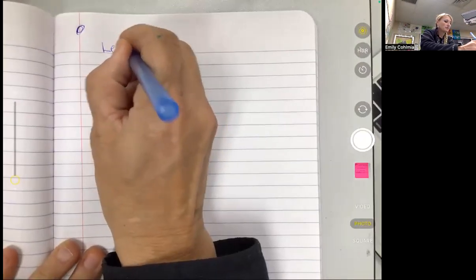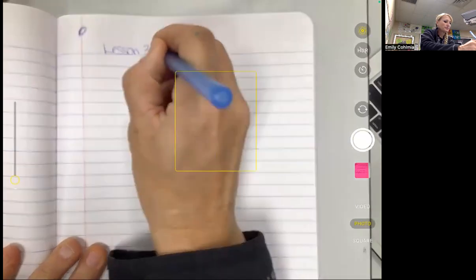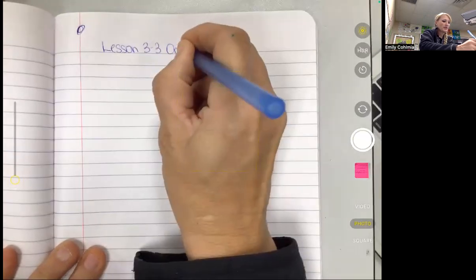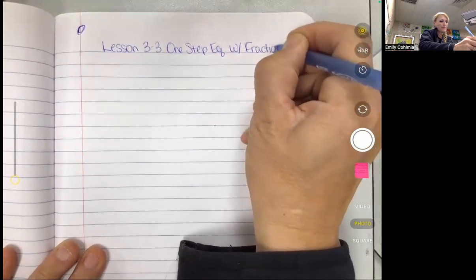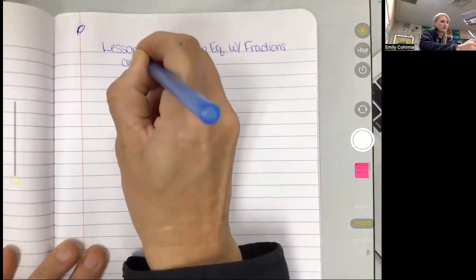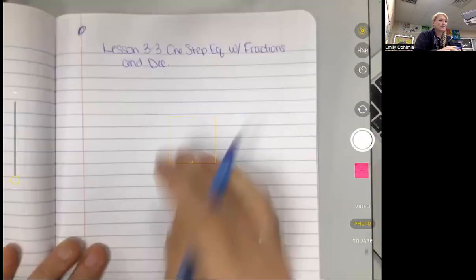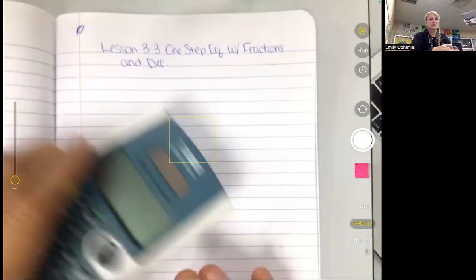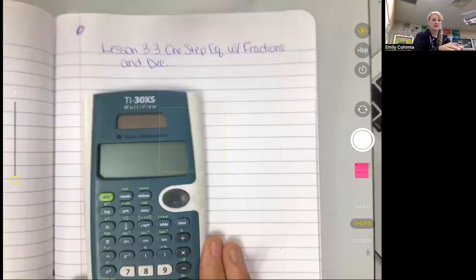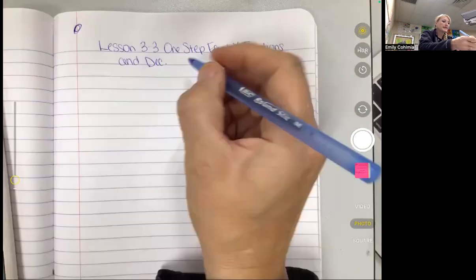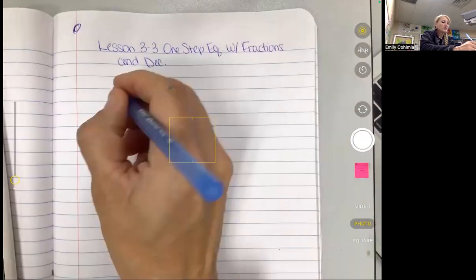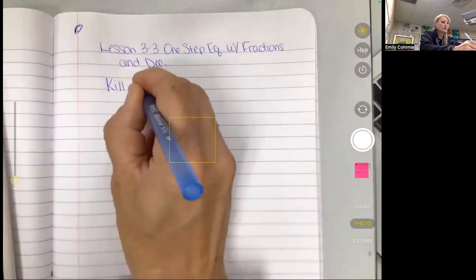Okay, this is lesson 3-3. It is on one-step equations with fractions and decimals. You are going to need your TI-30 XS multi-view calculator for this because we're going to be using these quite a bit to help you figure out how to get rid of your fractions completely. So we are going to be using something called kill the fraction.